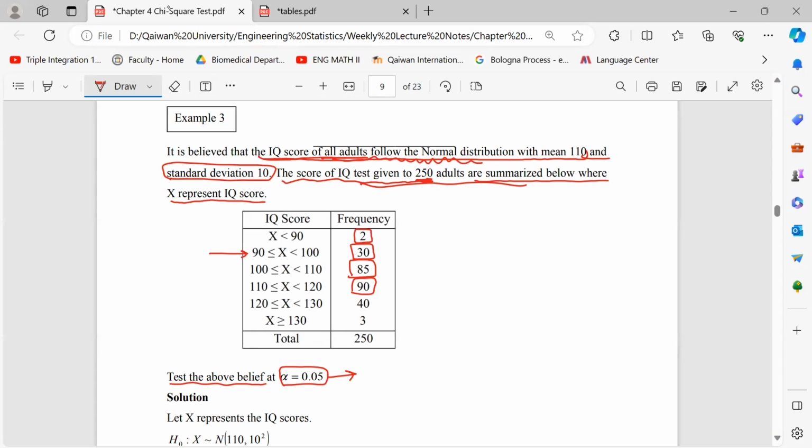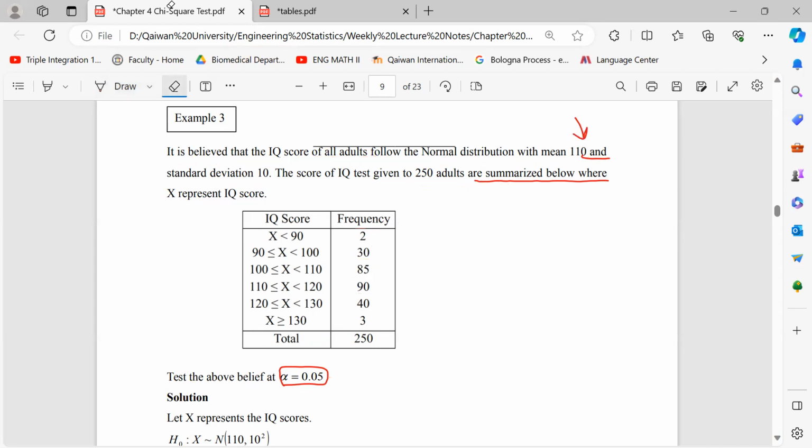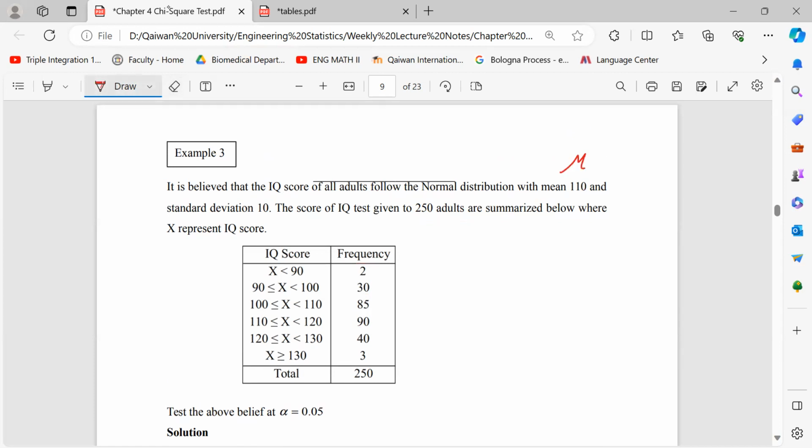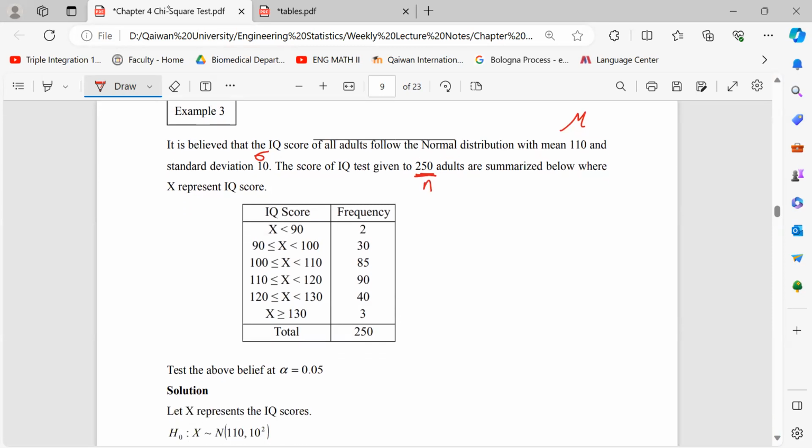And then, look, we have been given the mean, which is mu. In Poisson distribution, the mean is denoted by lambda, but in normal distribution, the mean is denoted by mu. And the standard deviation is sigma. What's variance? Variance is sigma squared, the standard deviation squared. We have 250 adults. This is n. Alpha is given also. We have been given this information. Write it down.